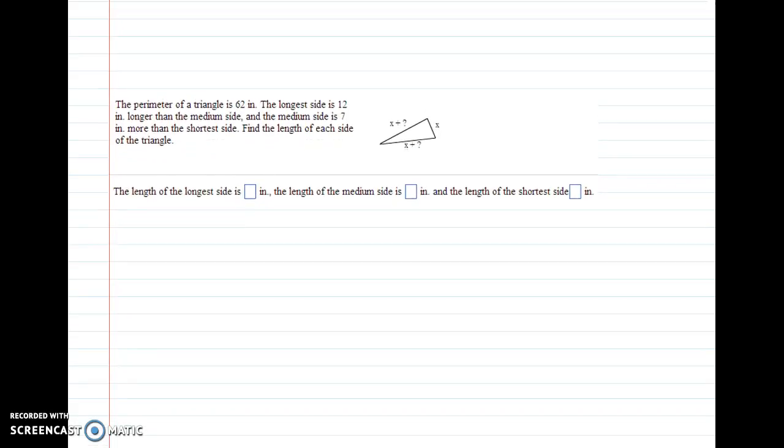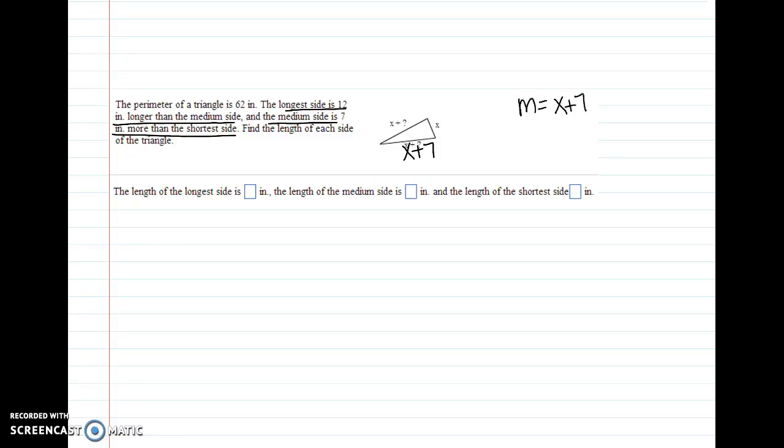One last word problem. Perimeter of a triangle is 62. The longest side is 12 inches longer than the medium side, and the medium side is 7 inches more than the shortest side. Okay, so they've labeled for us the shortest side. Do you see that? It's x. The medium side, they're saying, is 7 inches more than the shortest side. So that would be x plus 7. The long side is 12 more than the medium. So if the medium side is x plus 7, then the long side is even 12 more than that, which would be x plus 19.